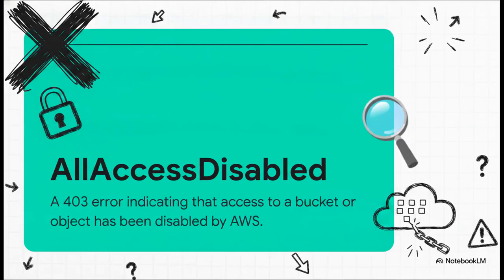Okay, let's really dive into this. What exactly is AWS screaming at us when this specific code triggers? The technical definition of all access disabled is a 403 error indicating that access to a bucket or object has been disabled by AWS entirely. Notice the phrasing there. It doesn't say your specific key is wrong, it doesn't say your session token expired, it says access has been disabled entirely by AWS. That right there is a massive clue right out of the gate.